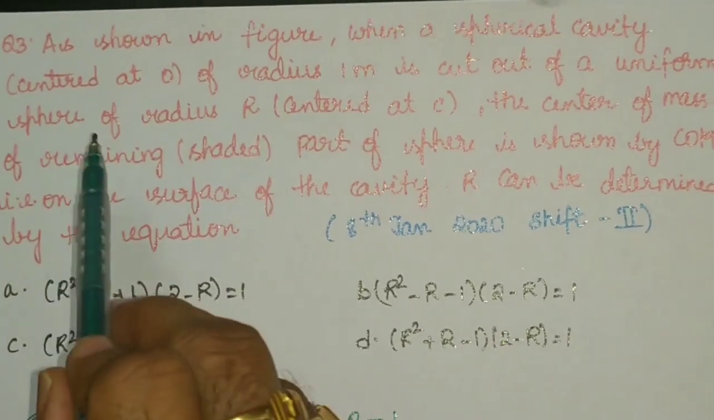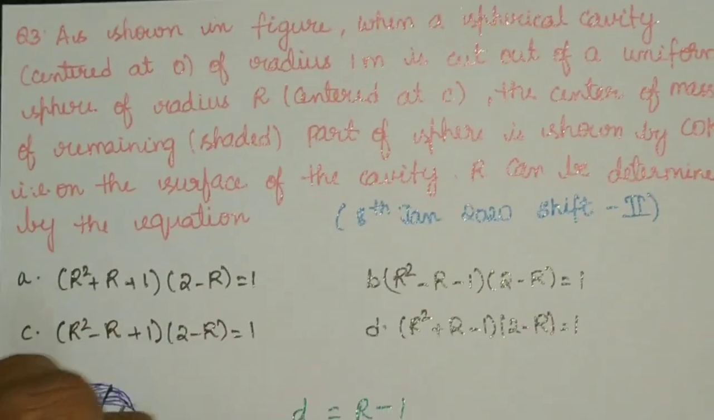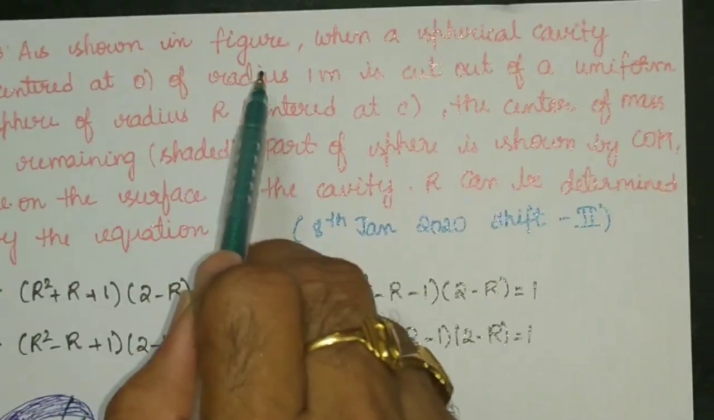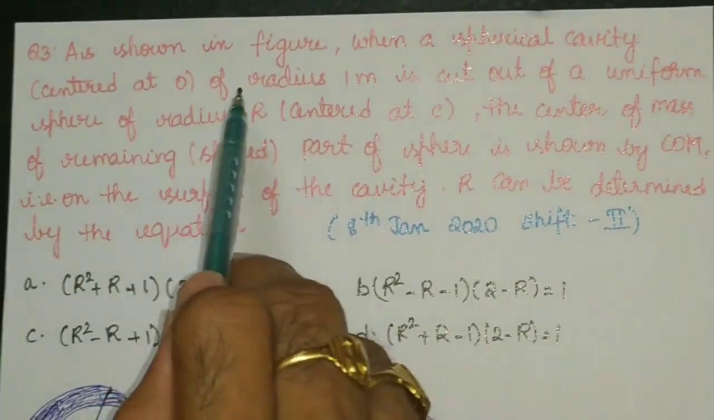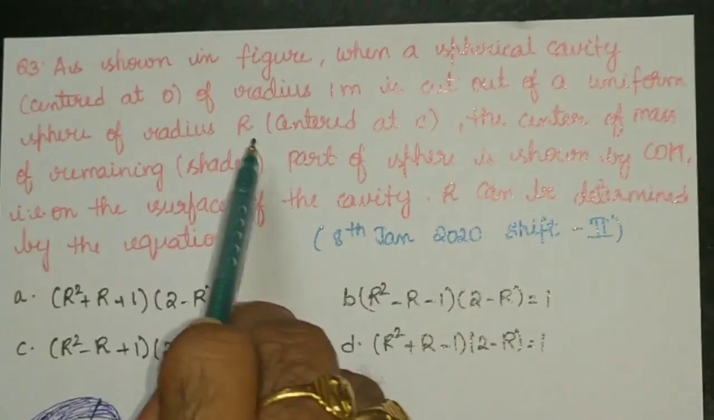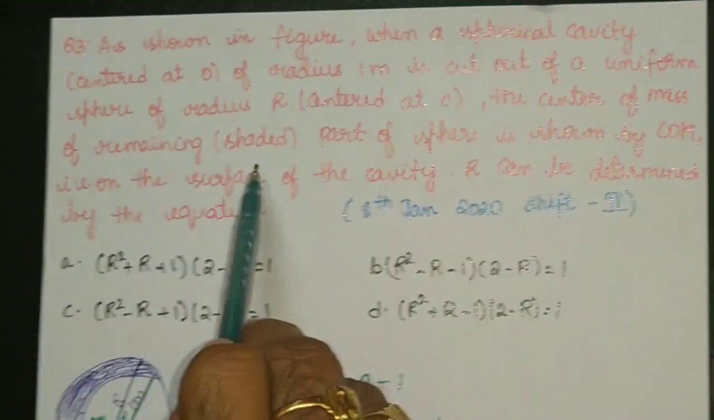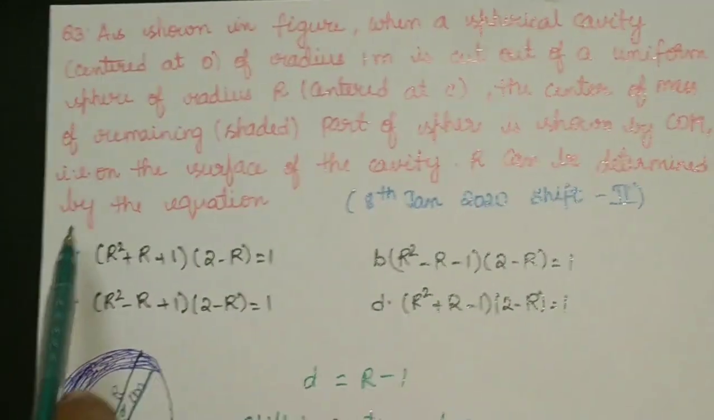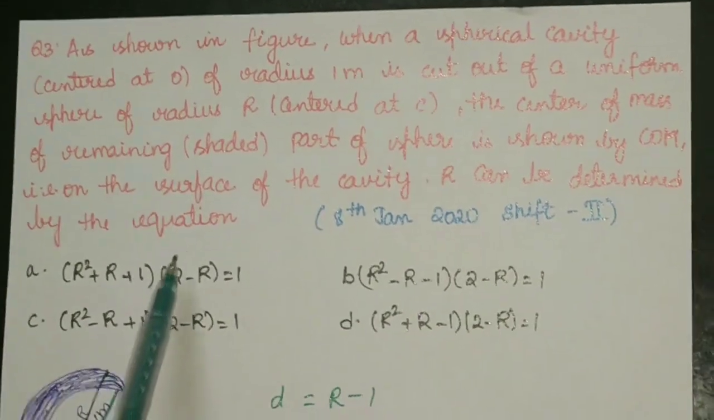So, hi students, let us consider the third problem in JEE Main 2020 center of mass chapter. As shown in the figure, when a spherical cavity centered at O of radius 1 meter is cut out from a uniform sphere of radius R centered at C, the center of mass of the remaining shaded part of the sphere is shown by COM, that is on the surface of the cavity. R can be determined by the equation.